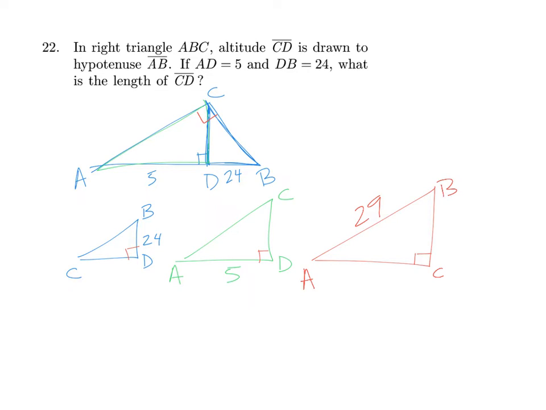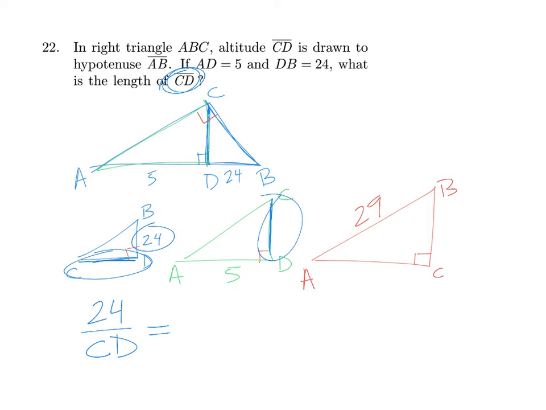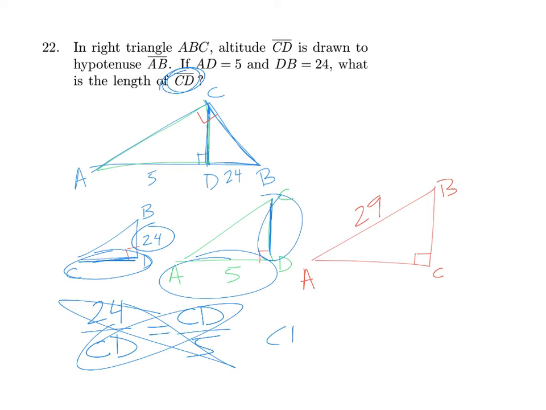Okay. Let's see, I'm trying to figure out CD. All right, so I have CD here. I have CD here. I could set up a proportion. So I have 24 over CD is equal to CD over 5. All right, I cross multiply. CD squared is equal to 120. Take the square root of both sides.